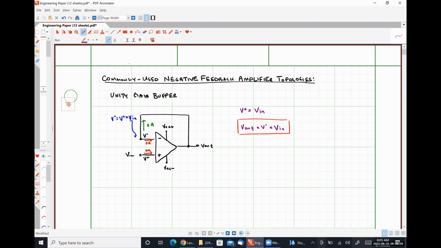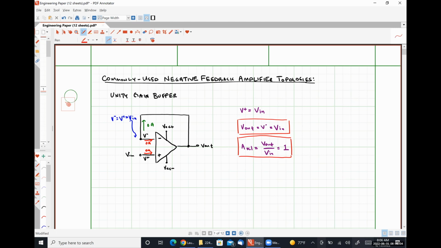While we're at it, we're going to define our closed loop gain. So AVCL will be V out divided by Vn, which is exactly equal to 1, which is why it's called a unity gain buffer, because it has a gain of 1. Now, you may be asking yourself, why would we design an amplifier that has a gain of 1? Unity gain buffers are used to provide isolation between subsequent stages of multi-stage op amps.